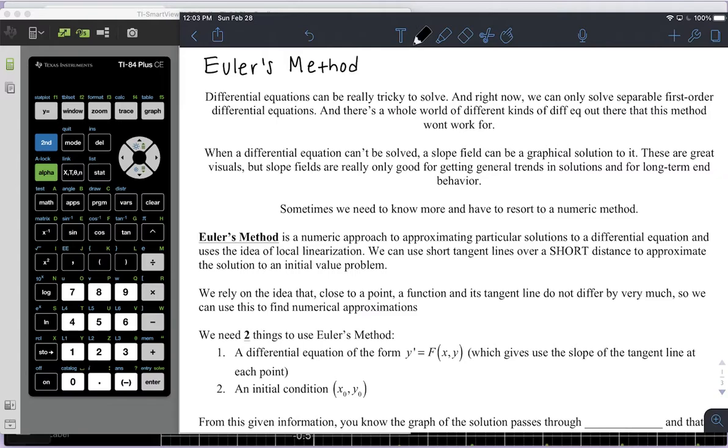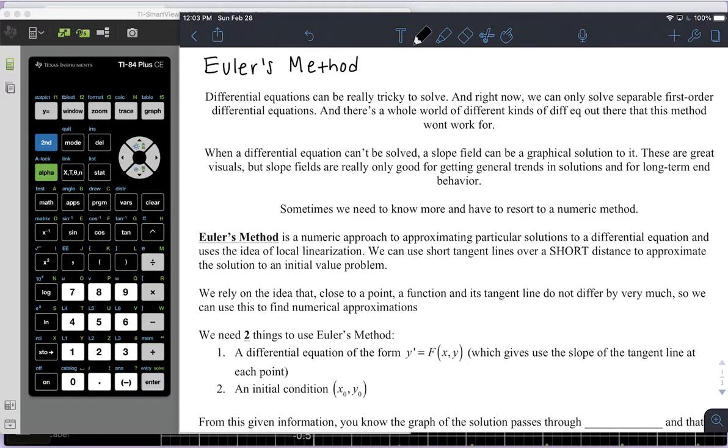These are great visuals, but they're only really good for getting the general trends in the solutions and for long-term end behavior. But sometimes we want to know a more specific result and we want a numerical approximation. We want to be able to find an approximation for a function value even if we can't find the actual solution curve, right? We can't find the equation of the solution curve. So one of these numeric methods that we can resort to is called Euler's method.